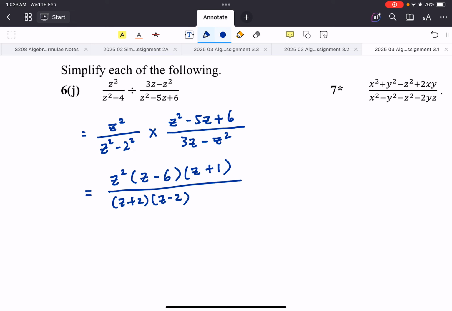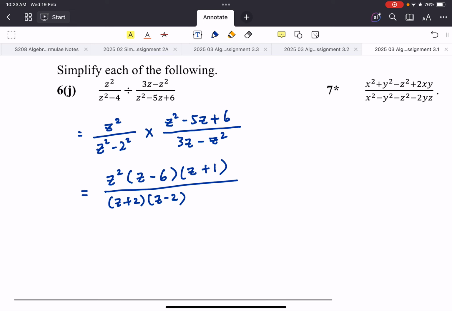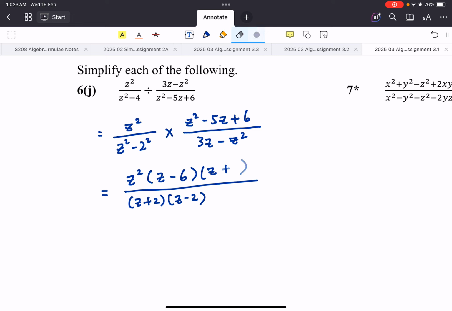Oh, apologies. Let's move back a little bit. This is not correct. Let me change that. It should be z minus 3 followed by z minus 2. Over here we extract a common factor, which is z, and we have 3 minus z. Because there's a z minus 3 and 3 minus z, instead of extracting out z, I could extract out negative z. If I do that, I'll end up with z minus 3. So from here, I can simplify it.